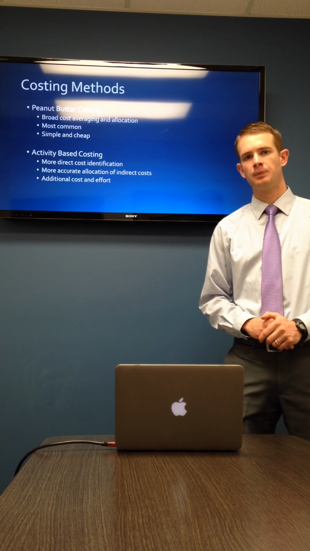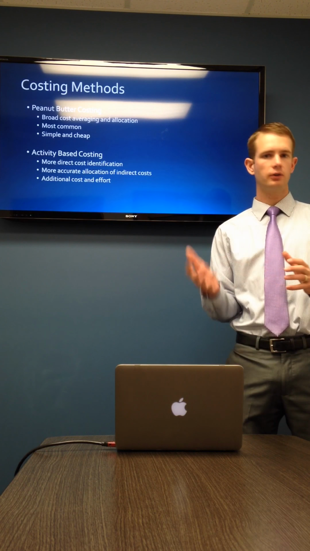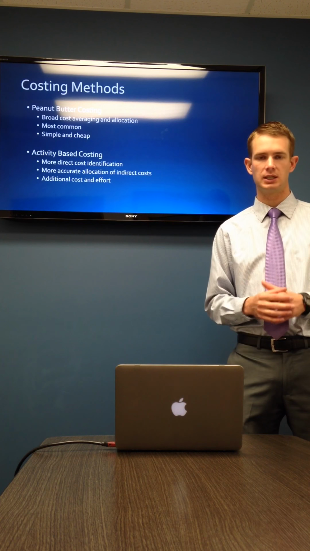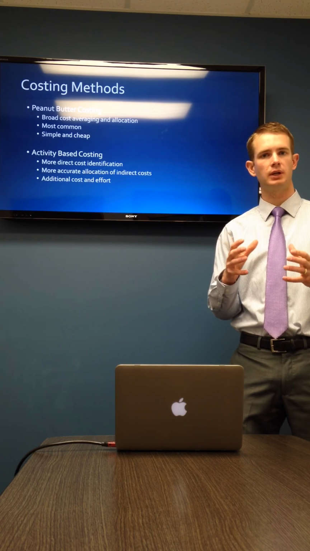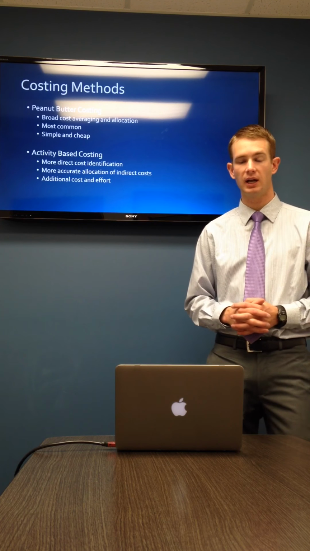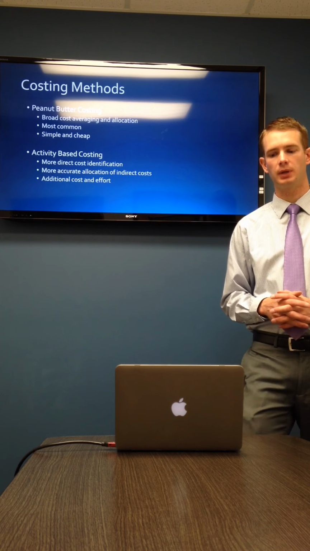Activity-based costing does a little bit more work. They increase the number of costs that are able to be traced by taking it a step further. And then with those indirect costs, they allocate them more accurately to the number of outputs. It does take additional costs and effort when compared to peanut butter costing, though.